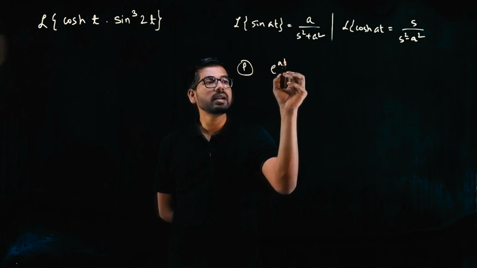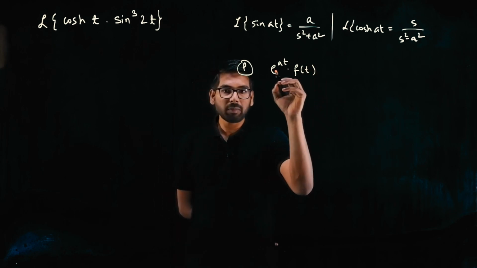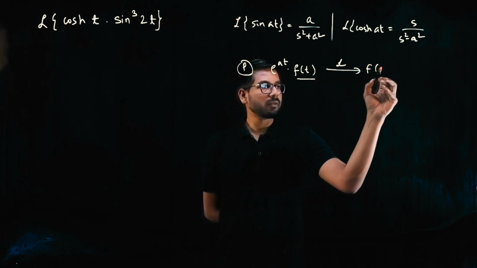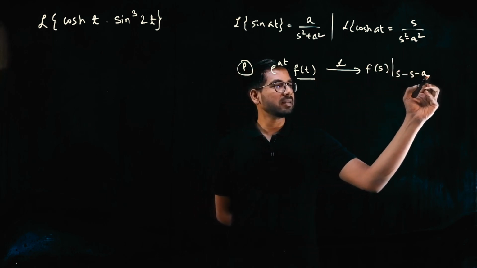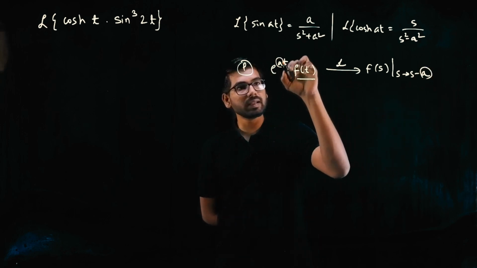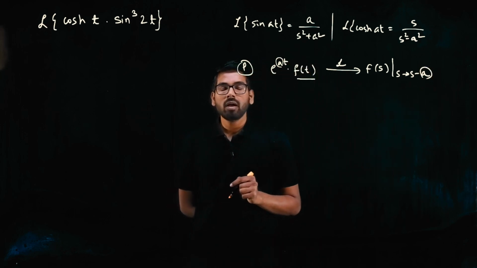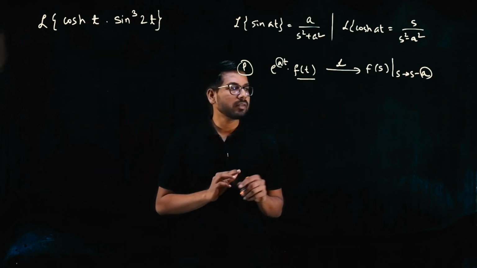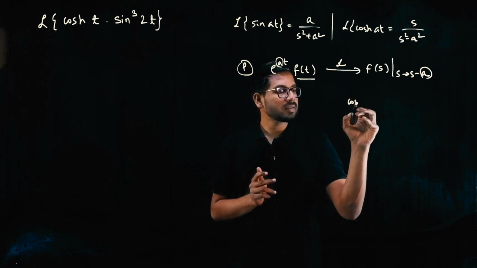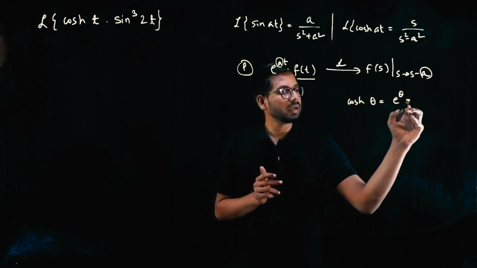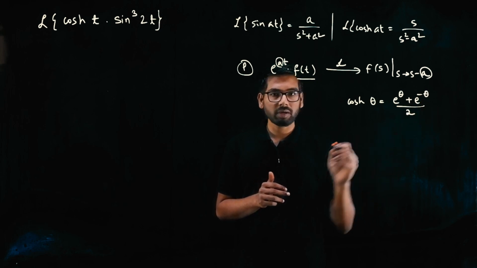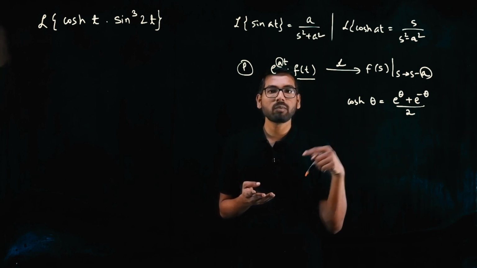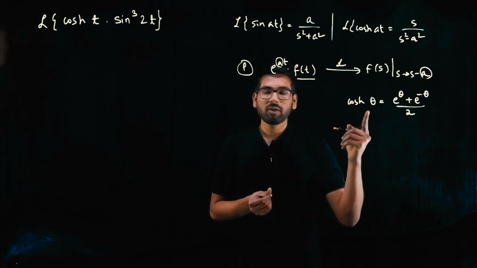The property is e power at into f of t. If you have any function multiplied with e power at, then taking the Laplace transform of this is the same as taking the Laplace transform of f of t, which is F of s, and then replacing s with s minus a, where a is the coefficient of t in the e power at. So we have to use this property. But there are no e power at terms here, right? But we have cos hyperbolic t. From trigonometry we know cos hyperbolic theta is e power theta plus e power minus theta by 2. So a cos hyperbolic term can be written as a sum of exponential terms, so we have to use this here.